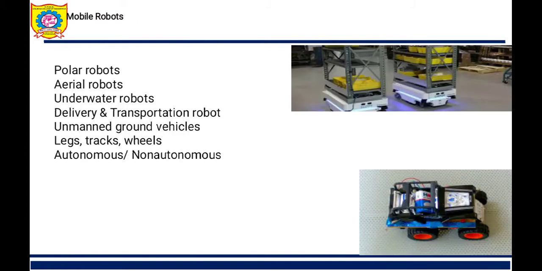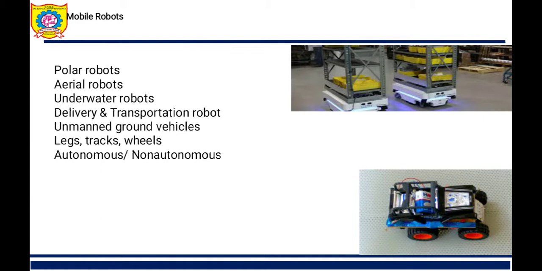So talking about mobile robots, we have polar robots. Polar robots are the robots which are found in regions where you have a lot of ice, snowy regions, where snowfall is there. Over there you have polar robots. Aerial robots are the ones which can fly, they operate in air. Underwater robots are there, as I showed in the very starting part of the video. I showed the diagram, the robot is there in the water. Delivery and transportation robots are there. These are all mobile robots because they can move from one place to the other.